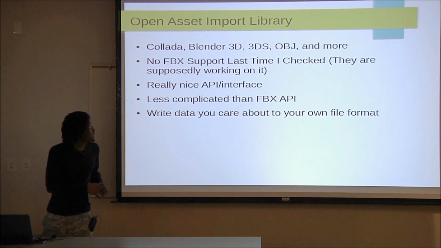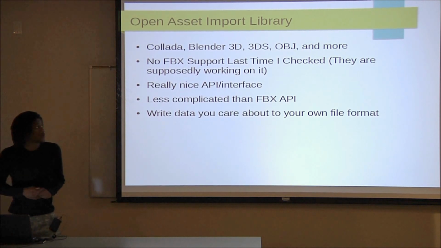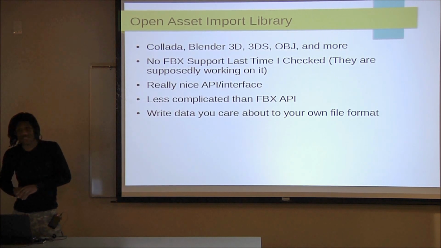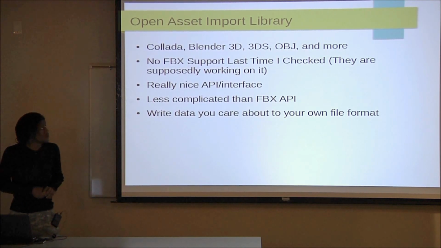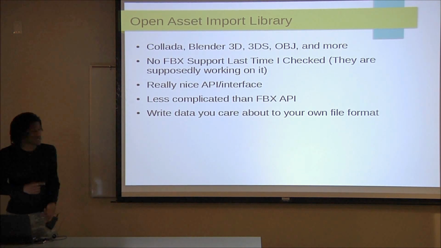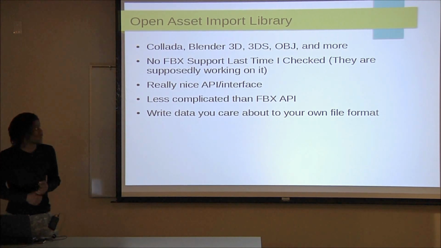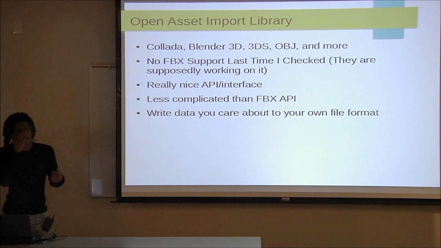Another option, Open Asset Import Library, also known as Assimp. This supports multiple file formats. Unfortunately, last time I checked, it still doesn't support FBX. They claim to be working on it though. They do support Collada, Blender, 3ds, OBJ, .x, a lot more file formats. It's free. You can use it for free under a BSD-style license, I believe.